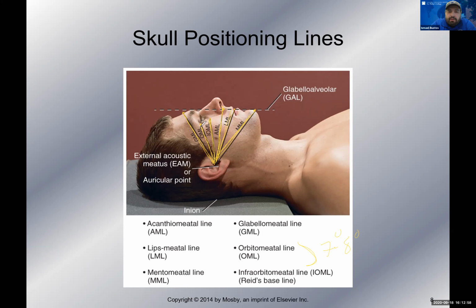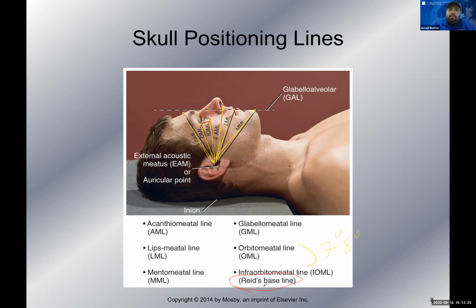So if we look at the angle from there to there, 7 to 8 degrees. Okay, and that becomes important later on whenever we're positioning for certain projections. Other thing is, remember the alternate name for the IOML, or the infraorbital meatal line. It's the Reid's baseline. You may hear that later on in a question or on the registry, they may say it's Reid's baseline. They're referring to the IOML.